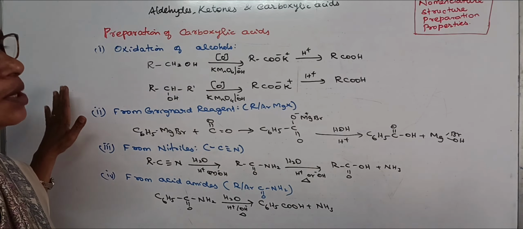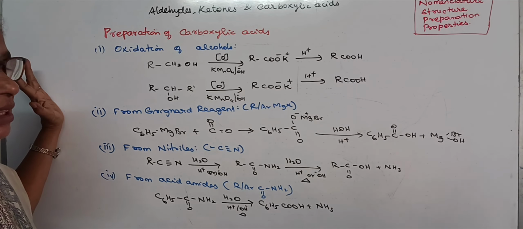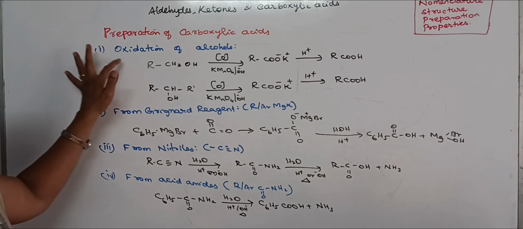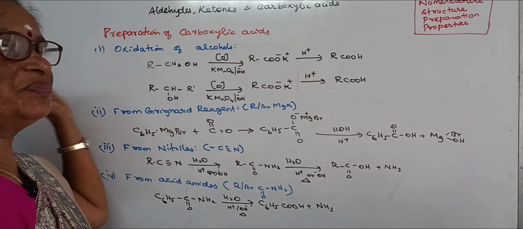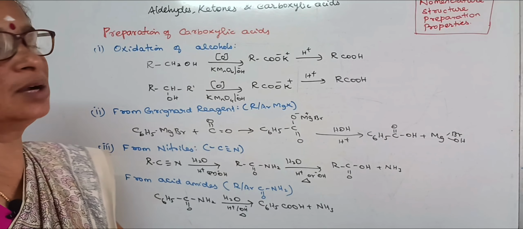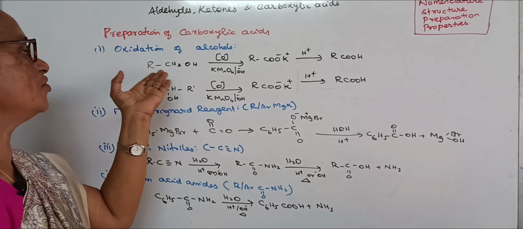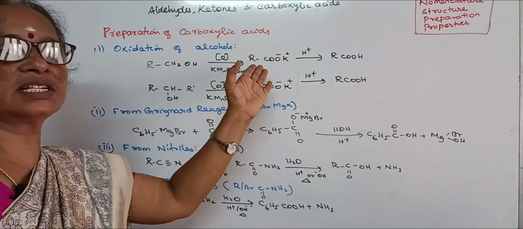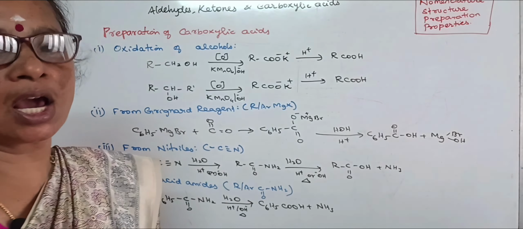Preparation of carboxylic acids. Carboxylic acids can be prepared by different methods. Let us see one by one. The first one is oxidation of alcohols. From the alcohol chapter we learned about oxidation of alcohol. It is a stepwise process. First of all, the alcohol undergoes oxidation to a carbonyl compound, and further oxidation gives a carboxylic acid.